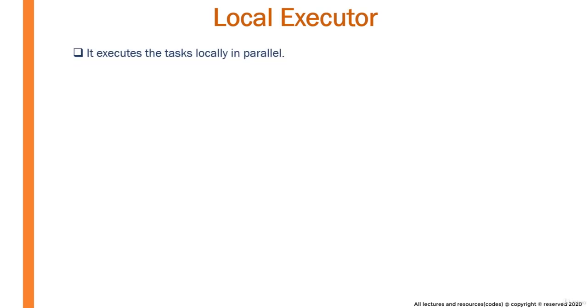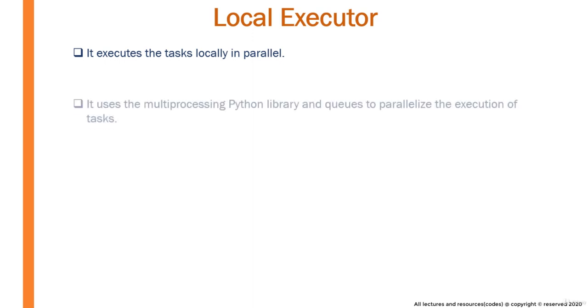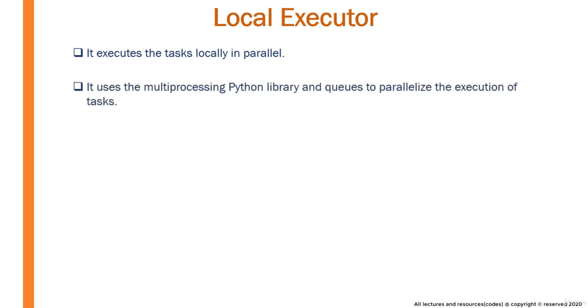A local executor executes a task locally but in parallel, where the term locally means all the tasks run on the same one machine where the Airflow web server, scheduler and all other components are running. With local executor, a single local worker is responsible for all task execution steps, like picking up the jobs and running them. And in order to run those tasks in parallel, it uses the multiprocessing Python library and queues.